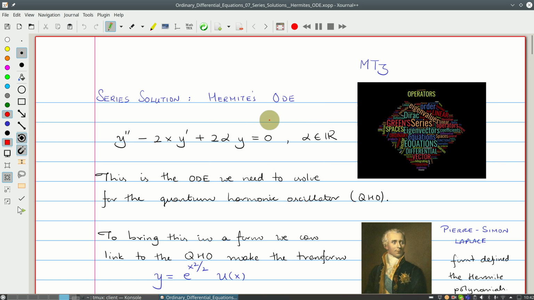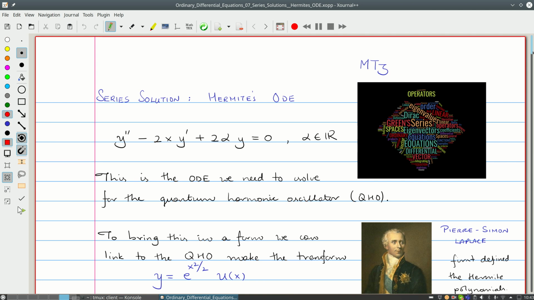Now we are in our final example in series solutions to ordinary differential equations. We're going to look at Hermite's equation. And this is given by y double prime minus 2x y prime plus 2 alpha y is 0, where alpha is a real number. This is the kind of differential equation we need to solve when we are dealing with the quantum harmonic oscillator, and I'll explain in a bit why.